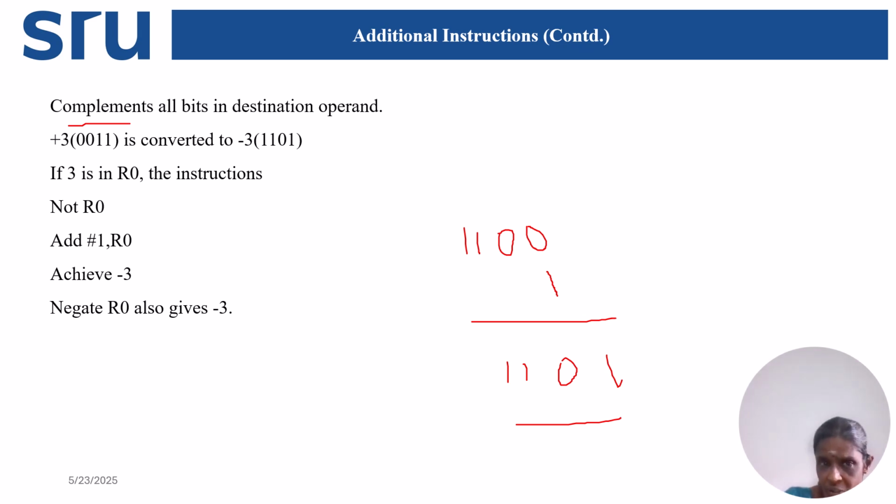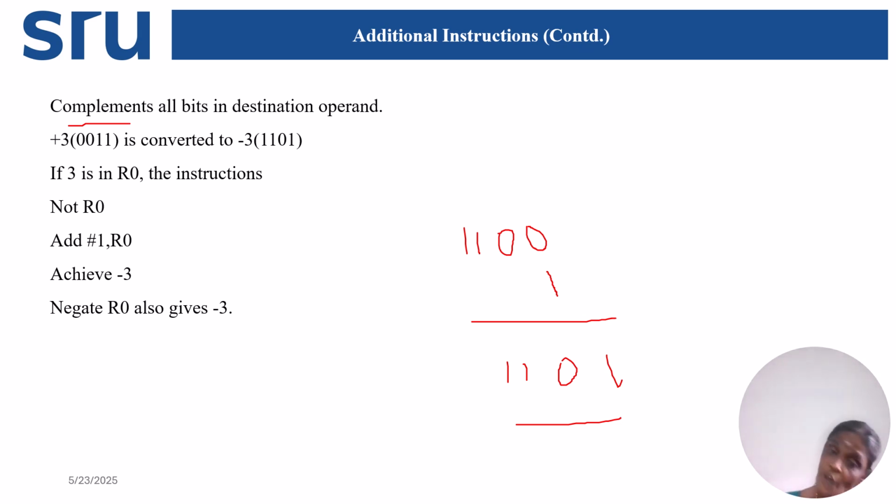This is the instruction. So how to write NOT R0? Suppose the content of R0 is 3, meaning plus 3. This NOT R0 means NOT plus 3, so the result is -3. We should get -3. It is only one statement, only one command. NOT R0 means NOT plus 3, so -3 we will get.